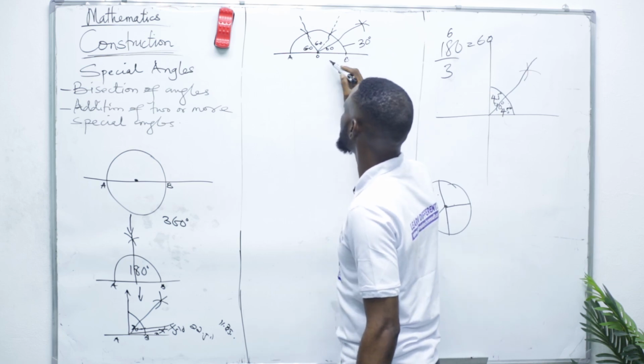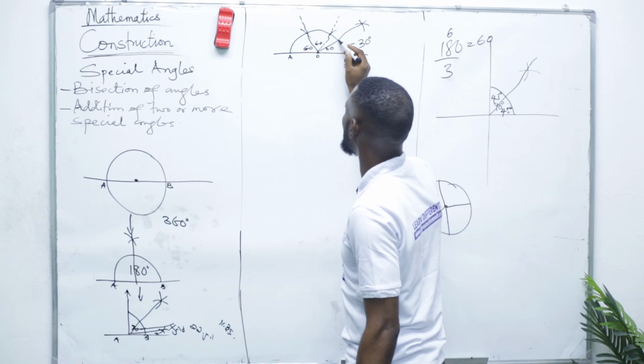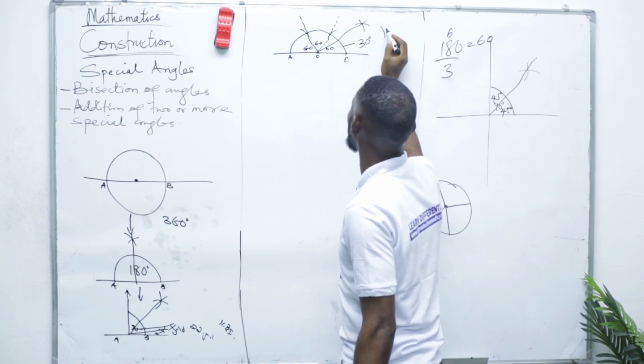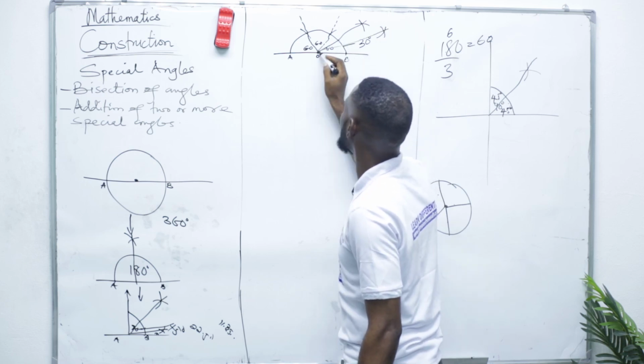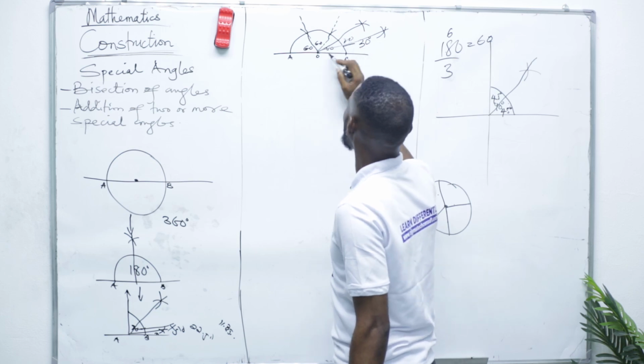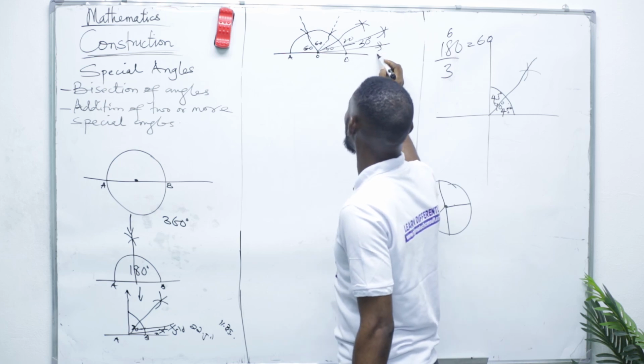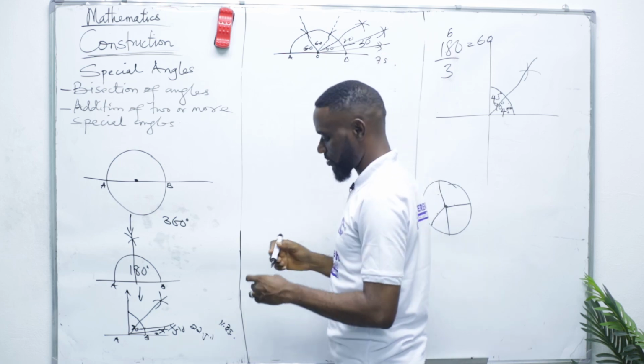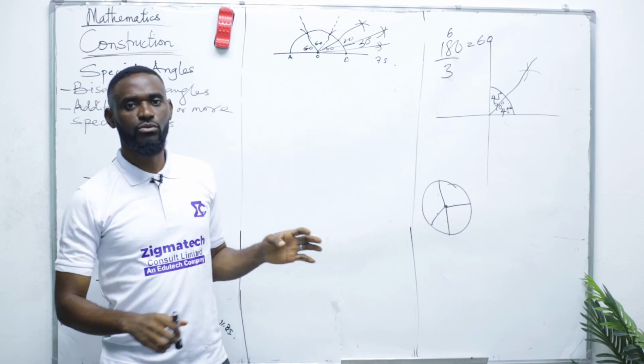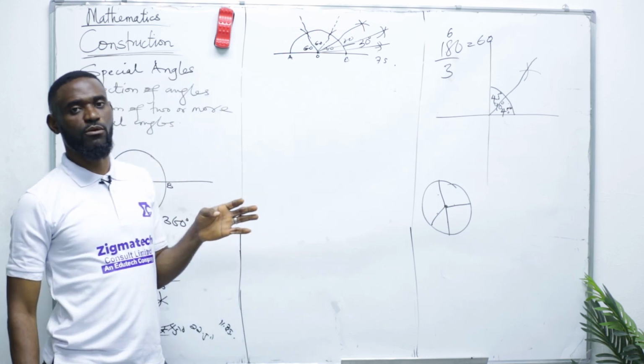From 30 degrees, we can get 15. Just take any radius of your choice. From here, you make an arc. From here, you make an arc. You bring it down. These are 30 degrees. From 30 degrees, we can also do 15 degrees. From 15 degrees, we can do 7.5 and all that. Do you understand? So those are some of the special angles that we have.